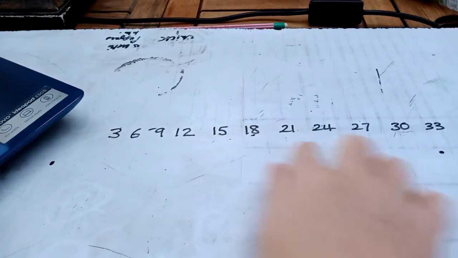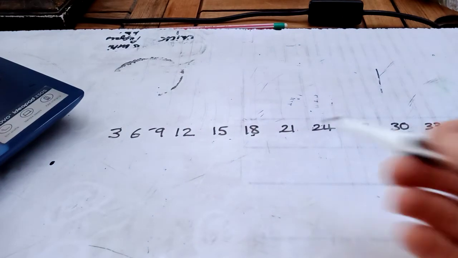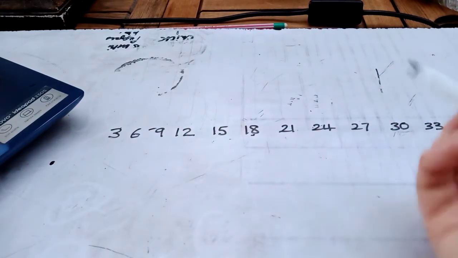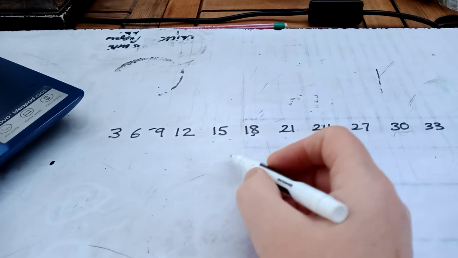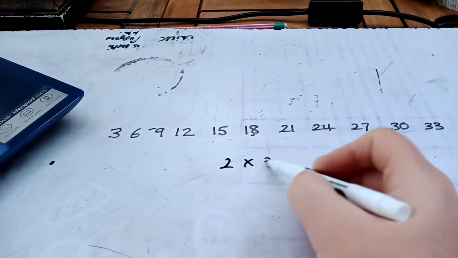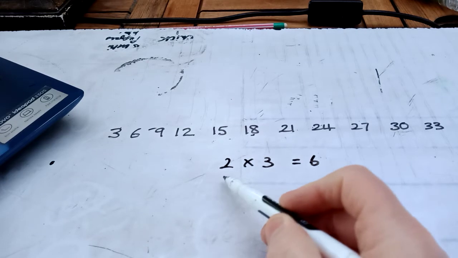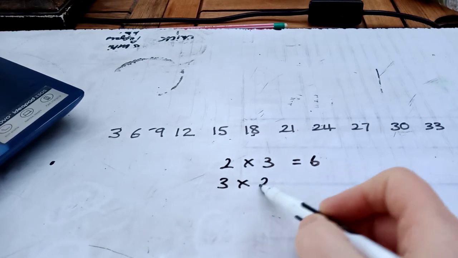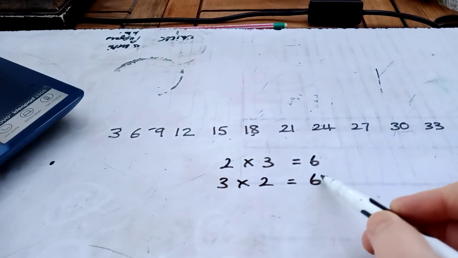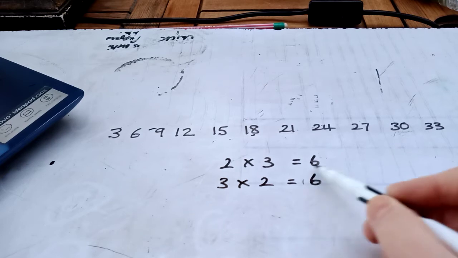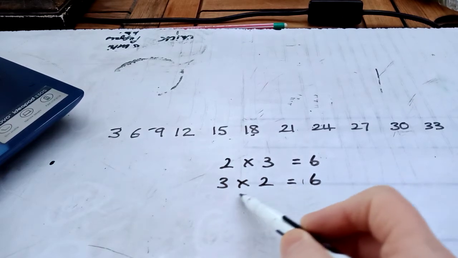We've also looked this week at fact families. I'm a bit worried about fact families because sometimes they use them without making sense. So if we know that 2 times 3 equals 6, we can switch them. We know that 3 times 2 equals 6. And when we come to do division, our biggest number now goes at the front.